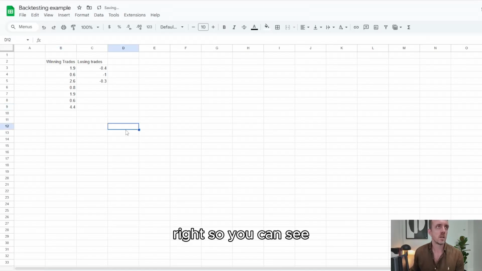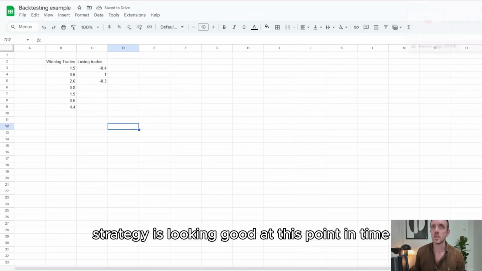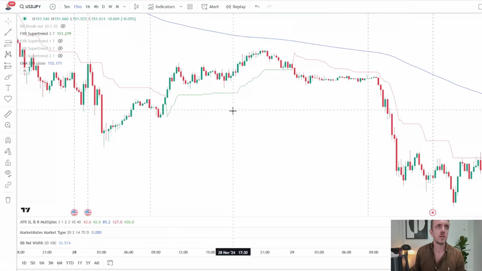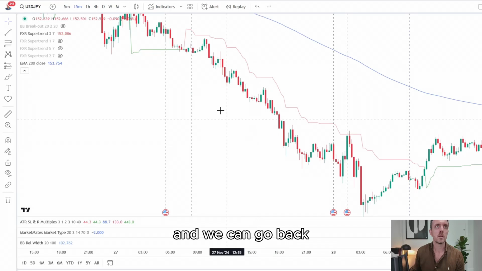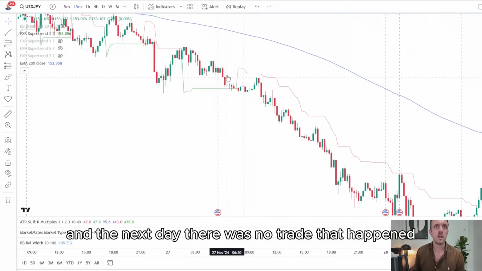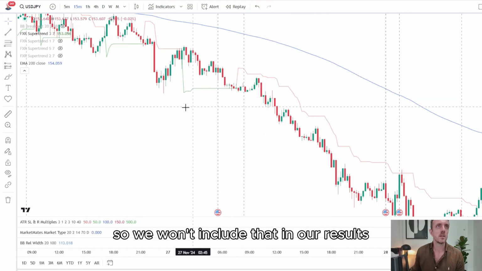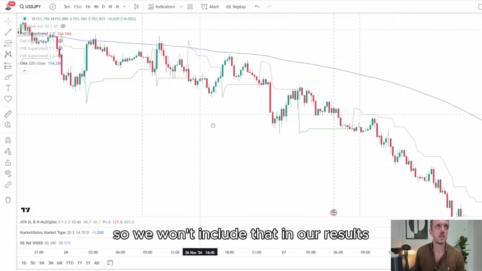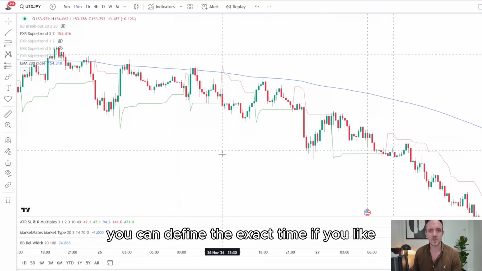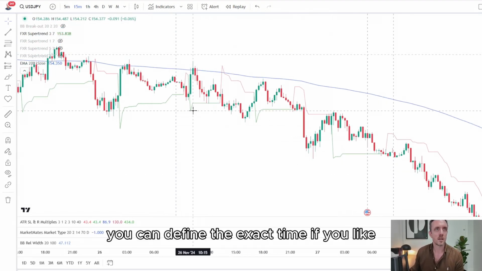Right, so you can see trading strategy is looking good at this point in time. Okay, we can go back. And the next day, there was no trade. This happened, you can see the start of the day. This happened a bit late in the day, so we won't include that in our results. You can define the exact time if you like.